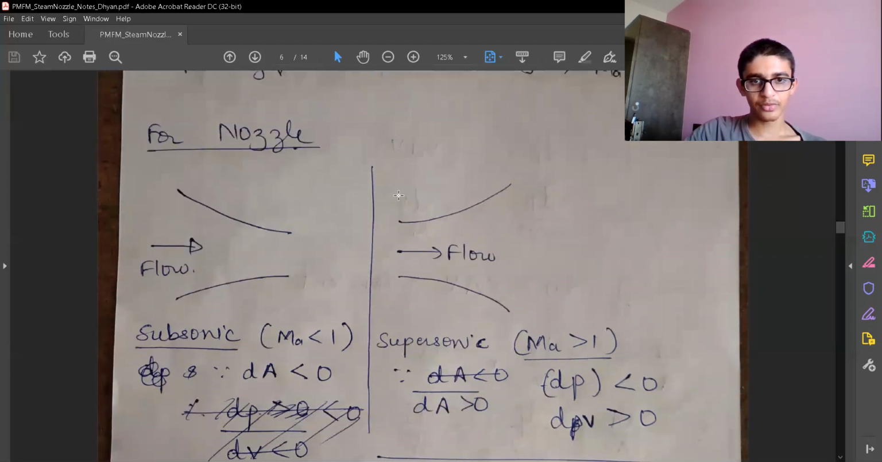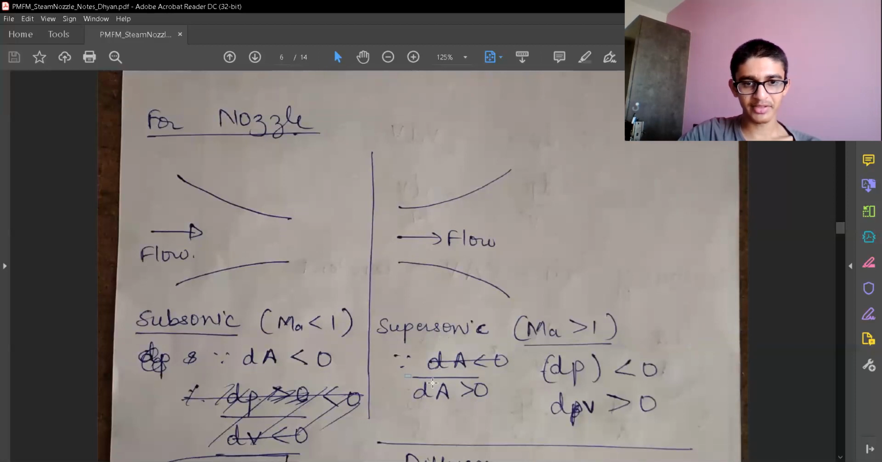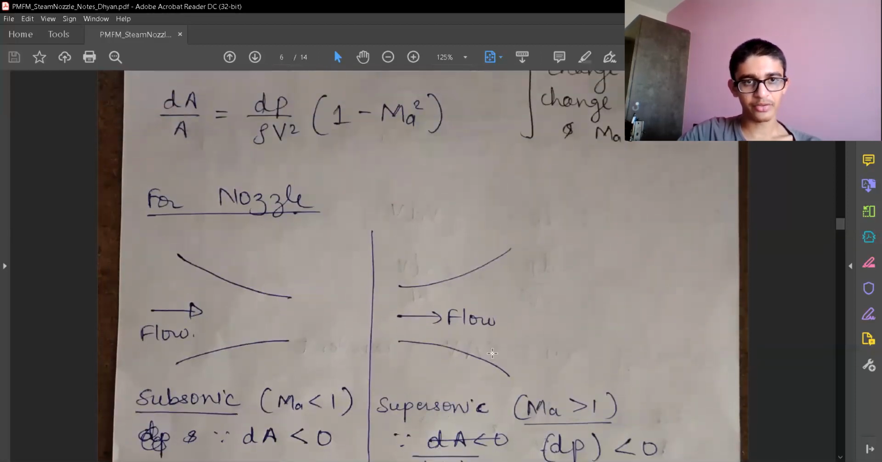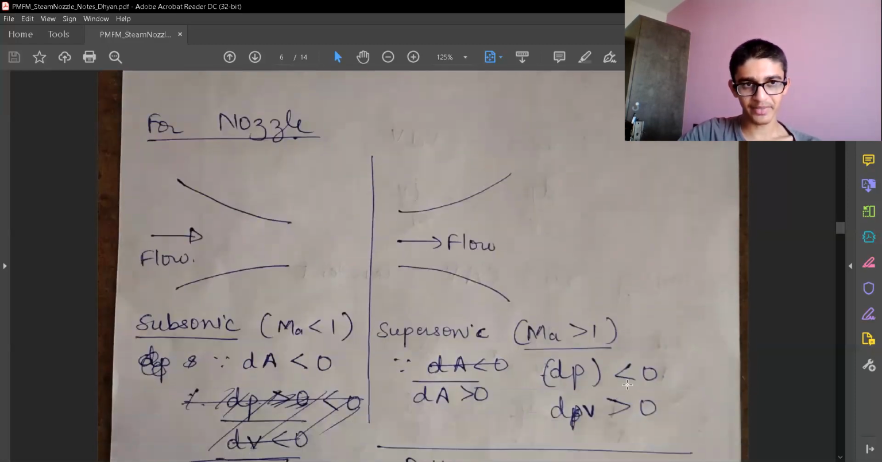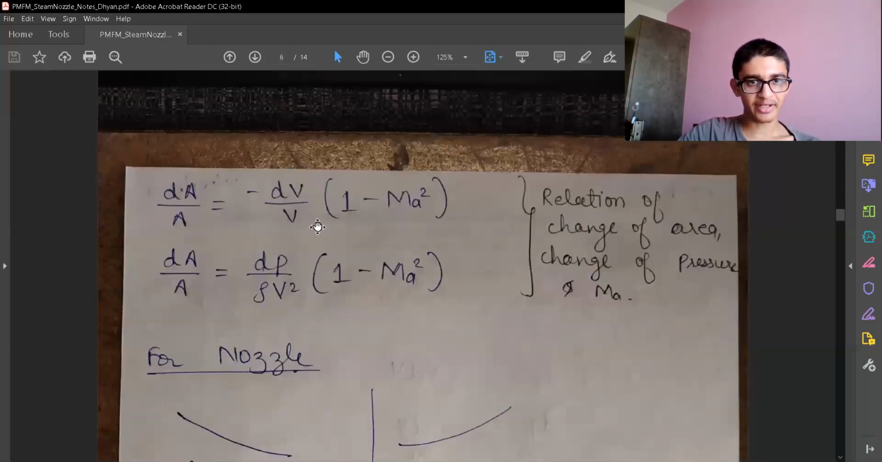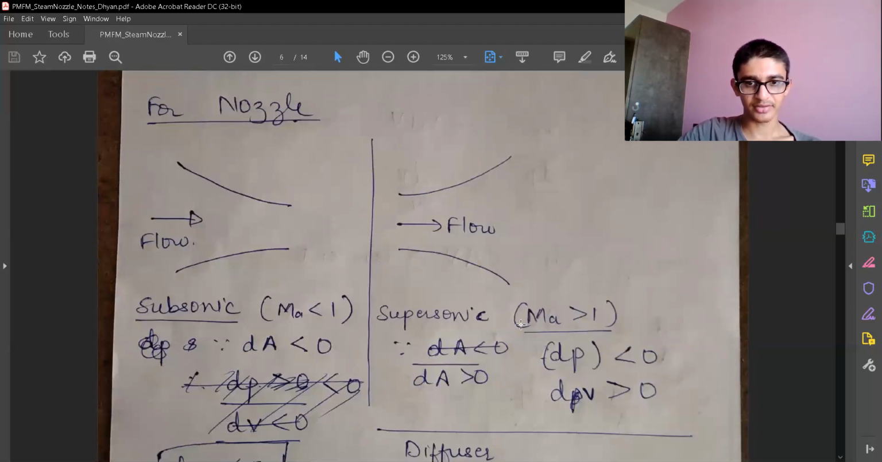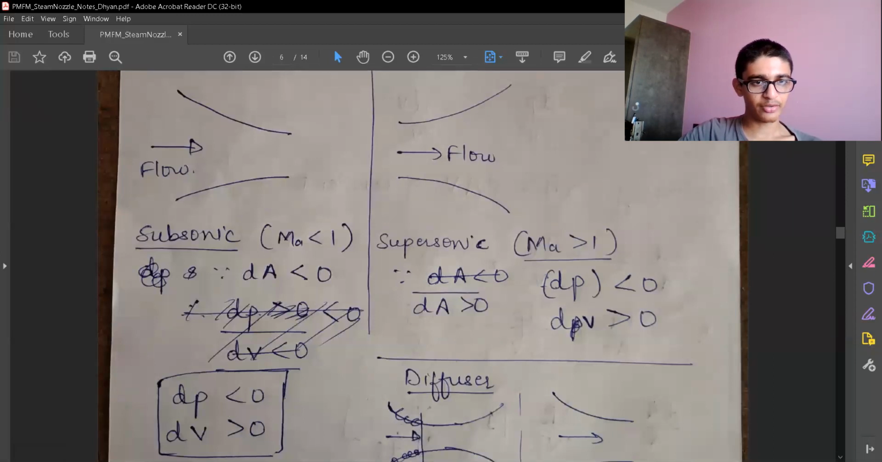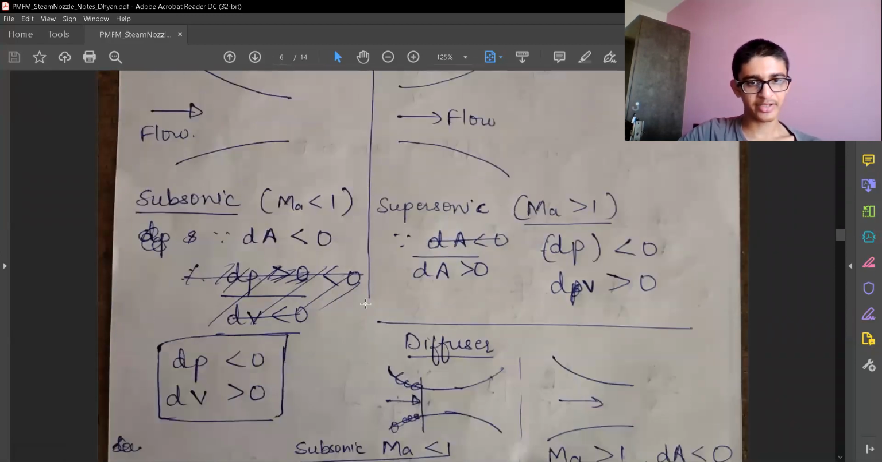And when we come to a diverging cross section, we have a supersonic flow, Mach number greater than 1. We know that diverging cross section means dA is greater than 0. So we use Mach number and dA in this equation to get dP. dP will be less than 0, that means it's a nozzle, and dV will be greater than 0. So for having a nozzle, if we have supersonic flow, we should use a diverging cross section. And if we want a nozzle in subsonic flow, we should use a converging cross section.